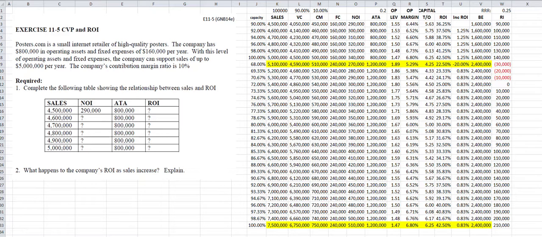Now, the problem asks us to expand upon this simple little table, and we're going to do far more than that. We're going to try to create as much information as we can utilizing everything that we've learned that's relevant to this problem in this course.